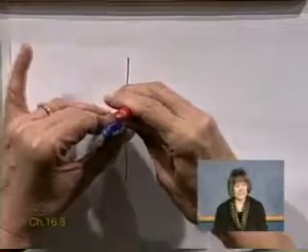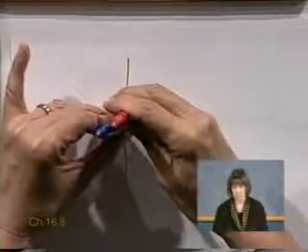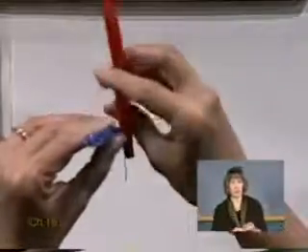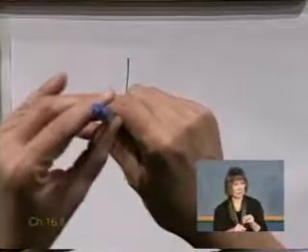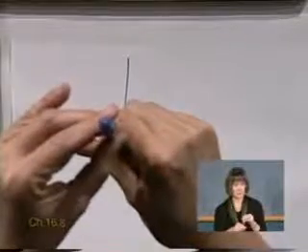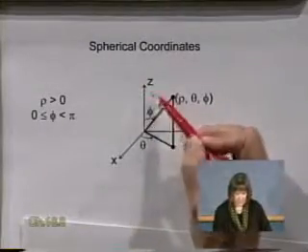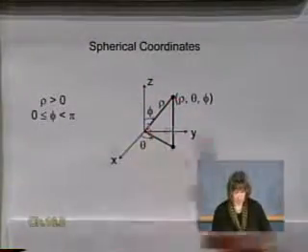Notice phi is at a minimum 0, if you want to think in terms of degrees, 0 degrees or 0 radians. And you can rotate all the way down to the south pole, which would be pi radians, or 180 degrees. We use radians, all right? So that's what your phi is, how much you're rotating from the positive z-axis, from due north.